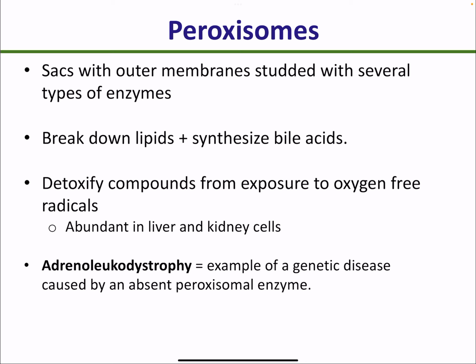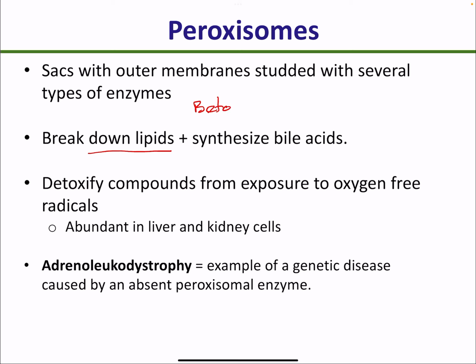The peroxisomes are very similar to lysosomes. However, they are different in the sense that they don't contain as many digestive enzymes as lysosomes. That's one. Two, they are going to be involved very much in the breaking down of lipids in a process that we call beta oxidation.